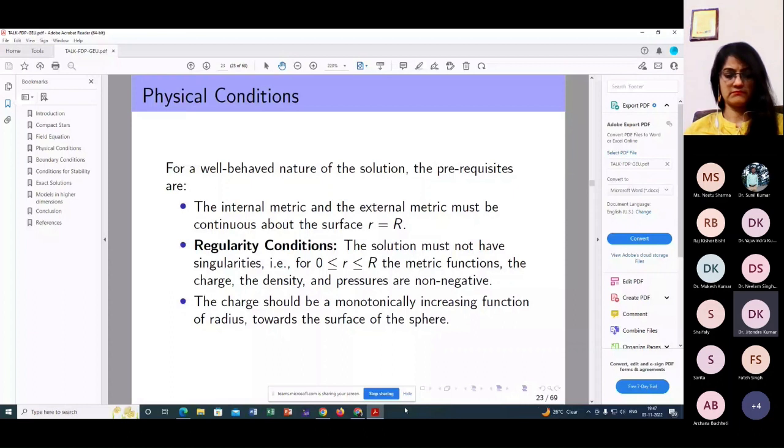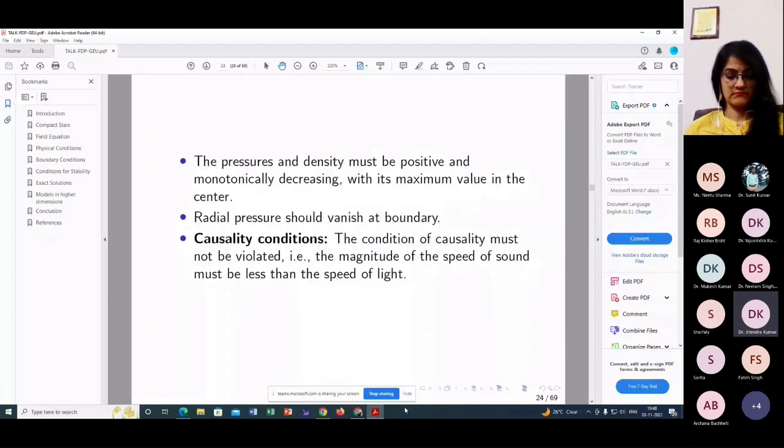These are some physical conditions: the pressure and density must be positive and monotonically decreasing, with their maximum value at the center. And the radial pressure must be 0 at the boundary. We are assuming these conditions. At r equal to capital R, the radial pressure p_r must be 0, while p_t, the tangential pressure, can be non-zero. Still, the model is accepted if p_t is non-zero at the surface.